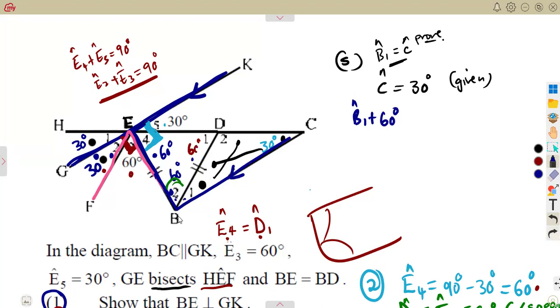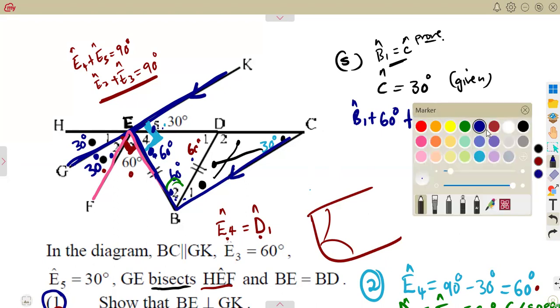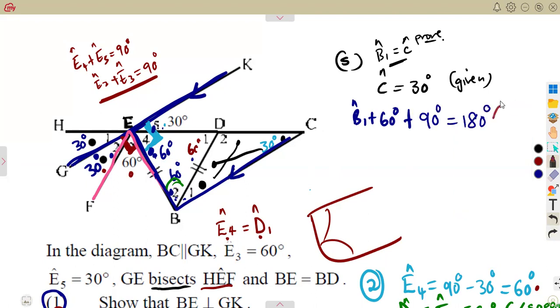So that's B1 plus 60 degrees, plus this whole of angle E, which is E4 and E5. Remember there we added E4 and E5, the 60 and the 30, which gave us 90 degrees. It must give us 180 degrees. These are co-interior angles. Remember, these are parallel lines. So you're talking of what? Co-interior angles.